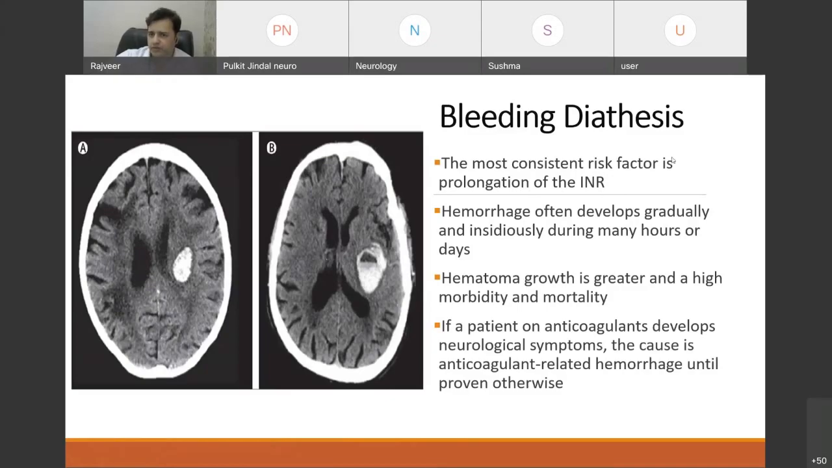And coming to bleeding diathesis, the most consistent risk factor for bleeding diathesis related ICH is prolongation of INR. Usually the hemorrhage develops insidiously, and slowly progresses over hours or sometimes over days. The patient may worsen over days, and as compared to ICH due to hypertension, the hematoma growth is more. These hematomas are larger and they have high mortality and morbidity.